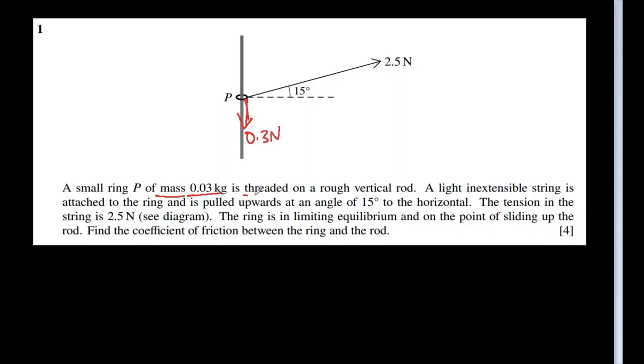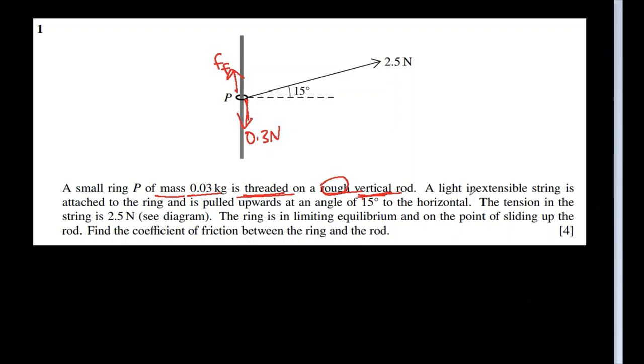Second word is threaded. Threaded means this rod is just passing inside the ring. So the ring is free to move up and down on this rod. Rough vertical rod. Rough means there will be some friction which will try to stop it from sliding down. So there will be a frictional force upwards. Vertical means this plane is vertical, so weight is part of it. So we should interpret every word very carefully from this question.